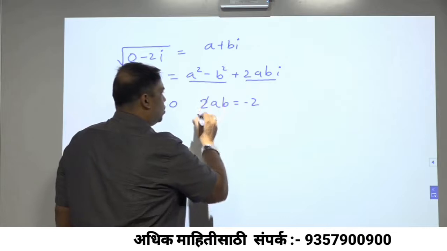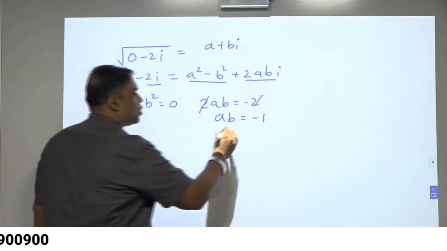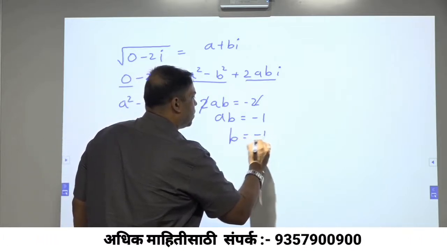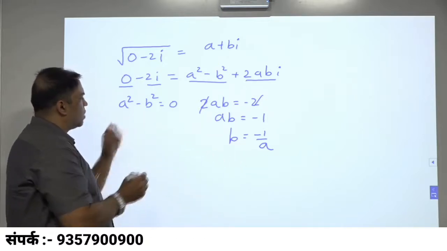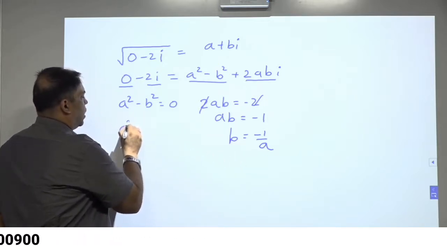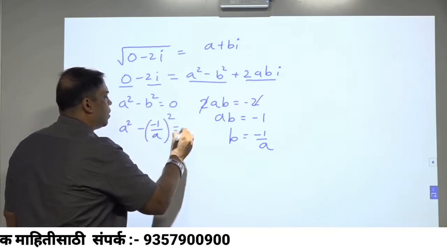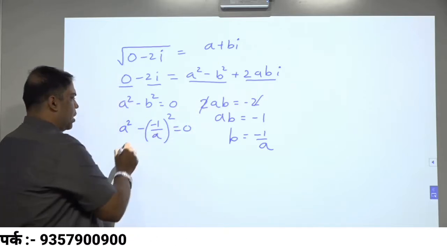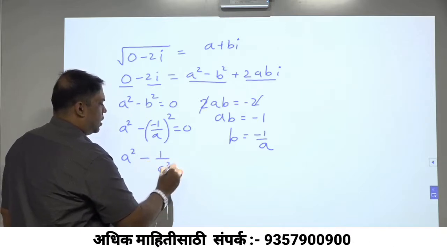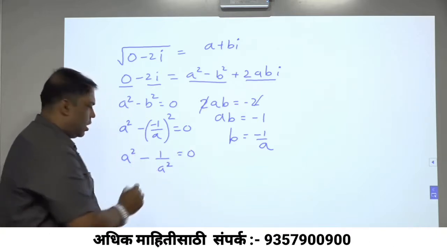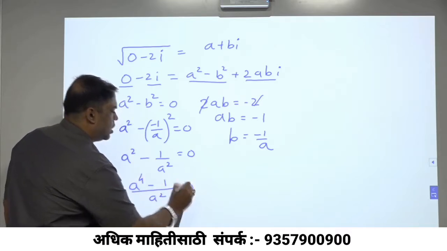Okay, so 2ab is equal to minus 1. So b is equal to minus 1 upon a. Right? I will put the value of this b into this equation. So see, a square minus (1 upon a) whole square is equal to 0. Correct? Then a square minus 1 upon a square is equal to 0. Am I right? Now a raised to 4 minus 1 upon a square is equal to 0. Correct?